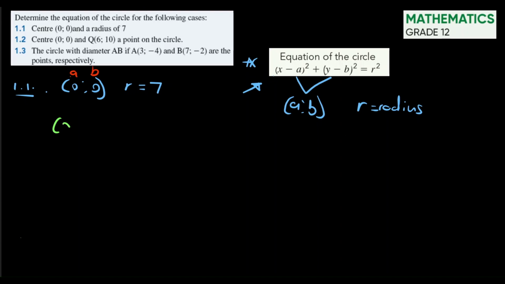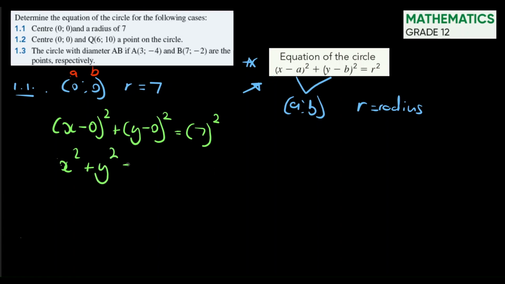So we're going to go to our formula, which will be (x minus our a value, which is 0) squared plus (y minus our b value, which is 0) squared is equal to, now our radius is 7, we substitute 7. Which means x minus 0 will be x, which will be x squared. y minus 0 will be y, which will be y squared, and 7 squared is 49. So this will be our equation of a circle that has circle center of (0, 0) and the radius of 7.